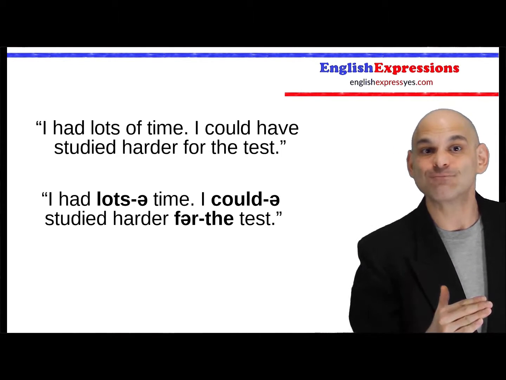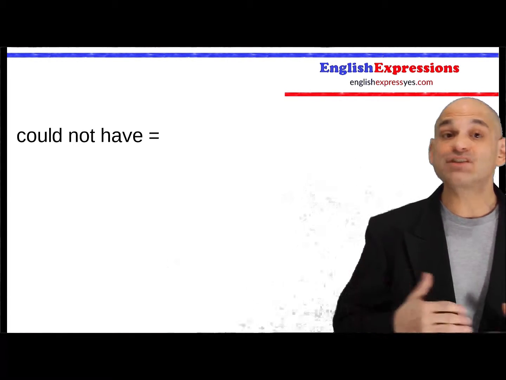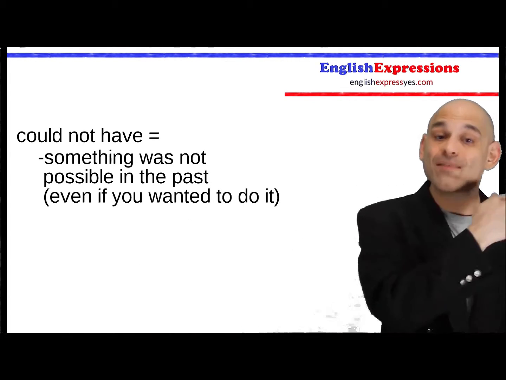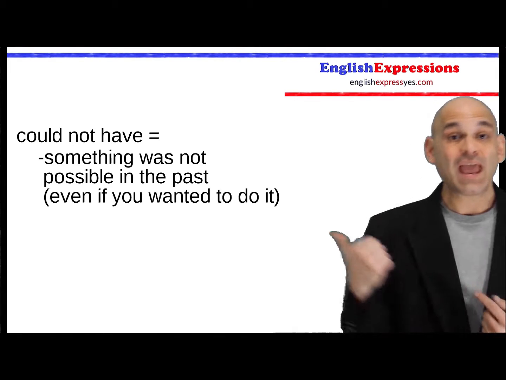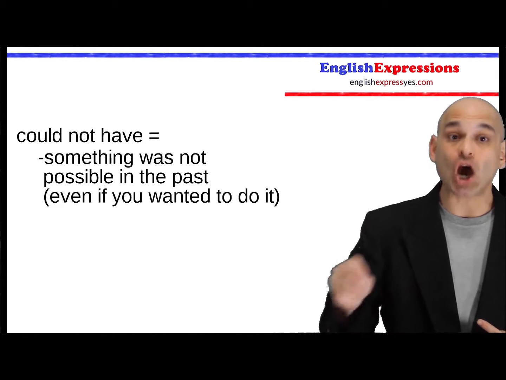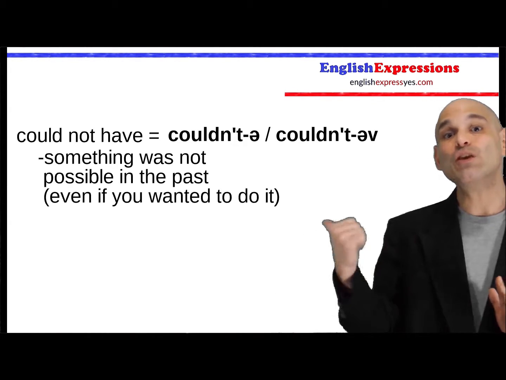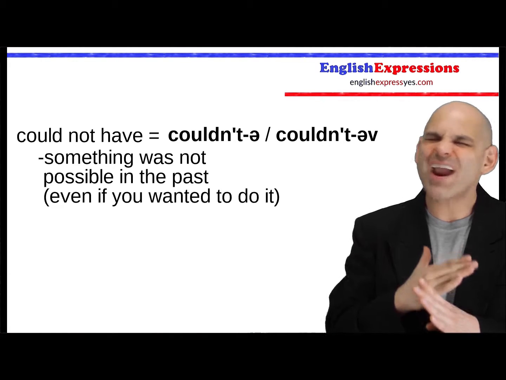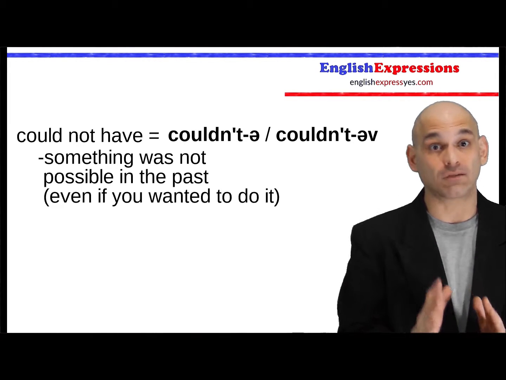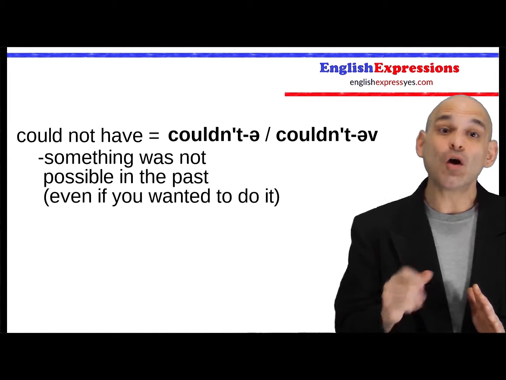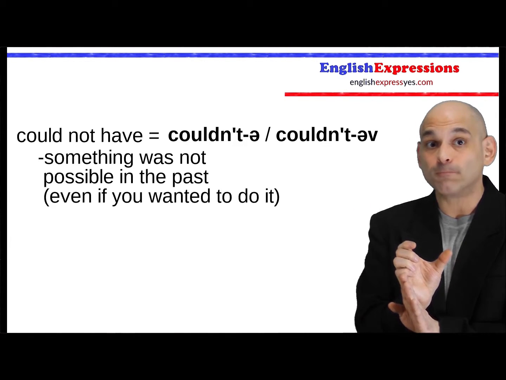For the test. Now, we can also say could not have. And this means that something was not possible to do in the past, even if someone wanted to do it. And native English speakers don't say could not have. Native English speakers say couldn't. You see, we use the contraction couldn't. We rarely say could not. Native English speakers use the contraction 90% of the time. So couldn't or couldn't've if the past participle starts with a vowel.